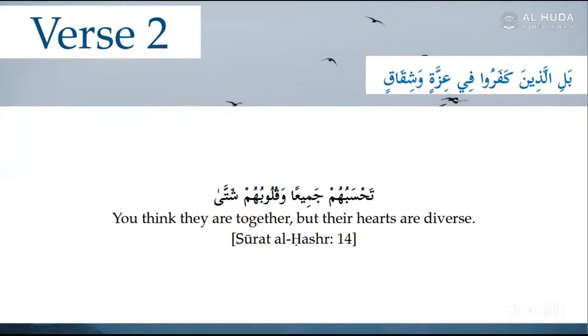So, الَّذِينَ كَفَرُوا, they turn away from what they shouldn't turn away from, in pride and because of discord. And this is something that has always been the case. Those who disbelieve have been in opposition to the Messenger of Allah, no matter who he was.